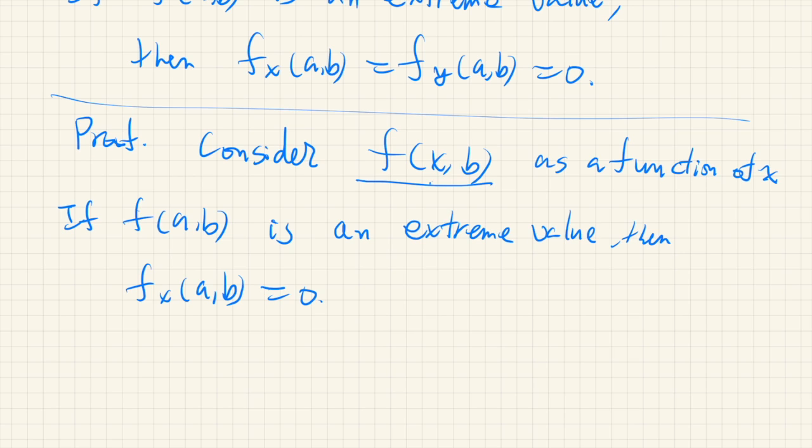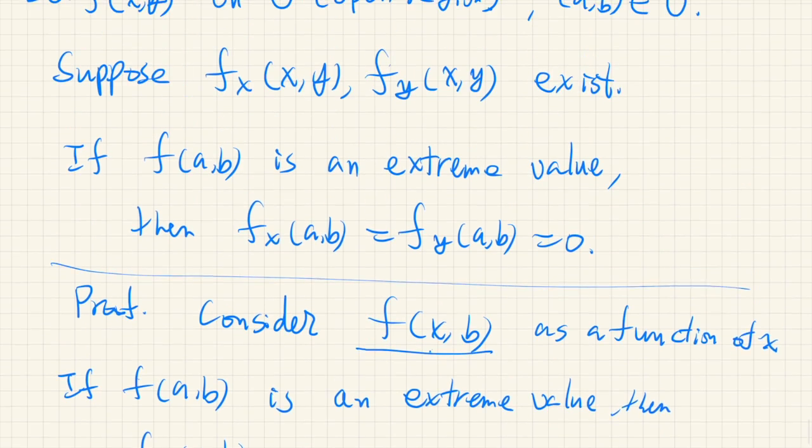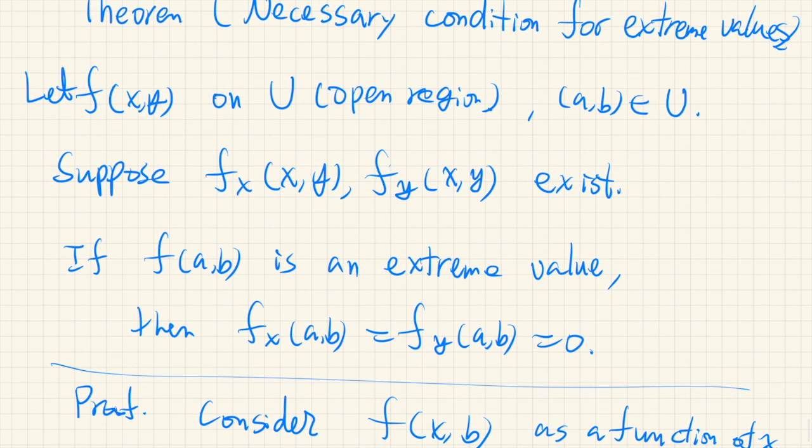Next, we fix the value of x and consider this as a function of y. And so similarly, we have fy of (a, b) is equal to 0, and we are done. Very easy.